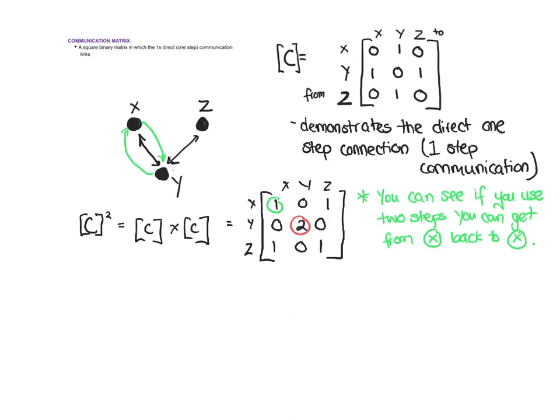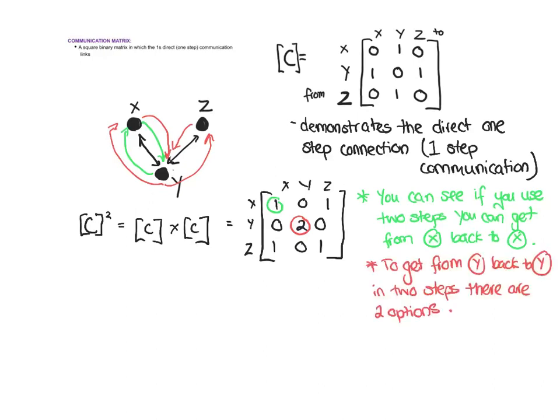So we can have a look. This would be one option where we went to X and then back to Y, or we could have gone the other option where we went to Z and then back to Y. So that's why we've got two. There's two options for two-step communication.